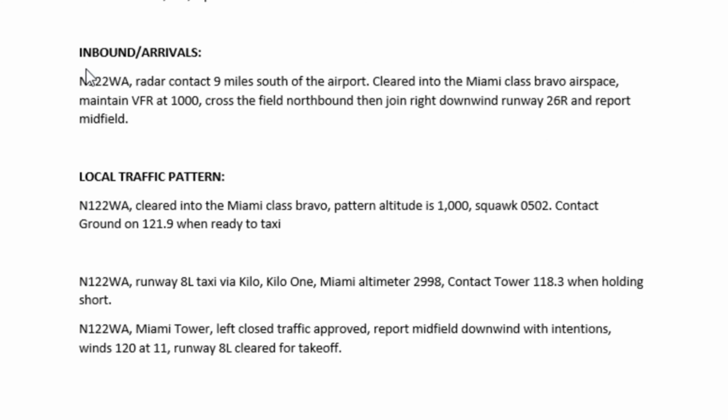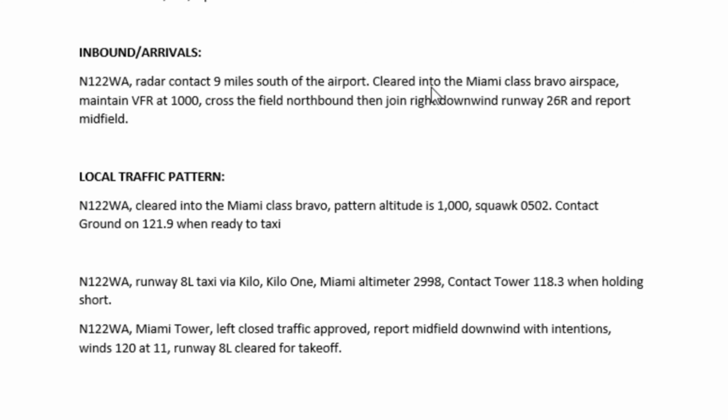So anyway, the pilot would say, for example, we are, I don't know, 20 miles south of the airport, request to join the class Bravo airspace. He wants to enter the class Bravo airspace. He would say something like that. The phraseology you have to use is this: November 122 Whiskey Alpha, radar contact 9 miles south of the airport, cleared into the Miami class Bravo airspace. Maintain VFR 1000, cross the field northbound, join downwind runway 26 right, and report midfield.